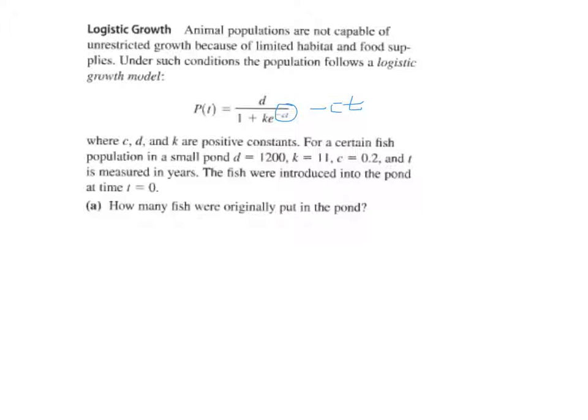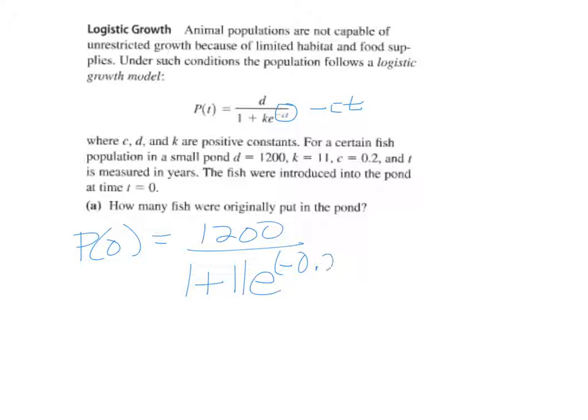So we need to find the population at time 0 and just fill in the numbers that you were given for those constants. D is 1200 over 1 plus K, which is 11, times e to the power of negative 0.2 times 0 for time. So this is going to be e to the 0 again, which is just 1. So on the bottom we've got 1 plus 11, which is 12.